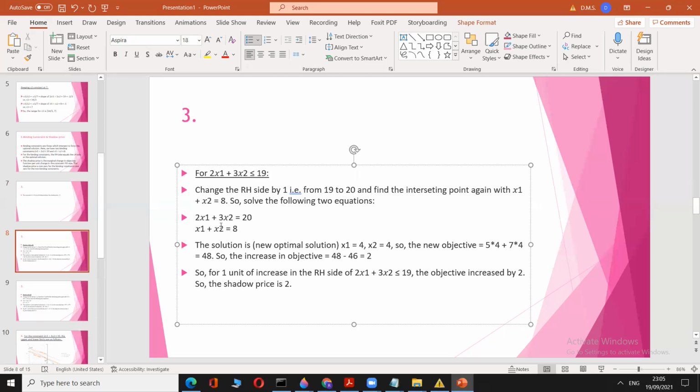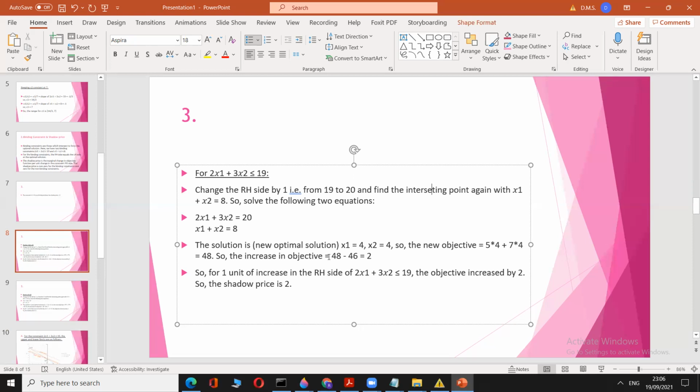This becomes 20, and after that simplify these two using simultaneous equations. If you simplify, you get the answers for x1 and x2. After that, substitute those answers into your objective function. Here we have got x1 equals 4 and x2 also 4. If you substitute into the objective function, we get 48. That is the new maximization value. The original value was 46. So you get the difference, 48 minus 46. That value is called the shadow price.